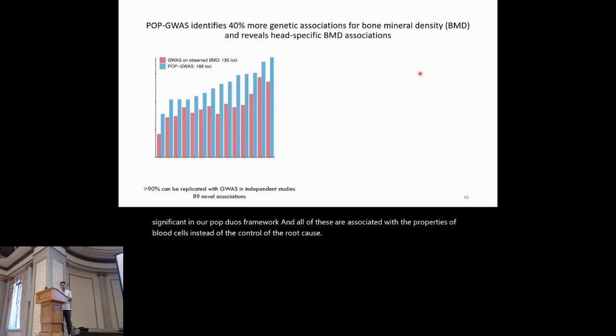Next, we apply our method to the DXA measured bone mineral density, which is the gold standard measurement to assess fracture risk in the clinic. In the UK Biobank, only 10% of the samples have this DXA bone mineral density measure. Compared with doing a GWAS using only these 10% samples, we are using 10% of the gold standard measurement plus 90% of the machine learning predictions. We showed that we can identify 40% more associations compared with only using the 10% data. And we have achieved a very high replication rate.